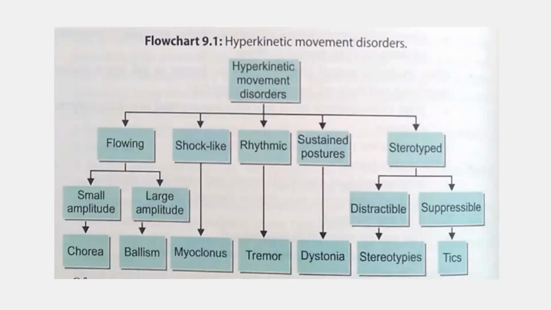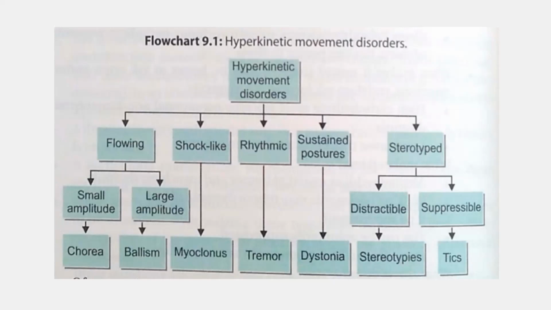For hyperkinetic movement disorders, you need to ask or see whether the movements are flowing in nature or not. If flowing, you need to see whether they are high amplitude or low amplitude. Most of the time chorea movements will have small amplitude and ballism will have large amplitude because of involvement of the proximal joints also. If jerk or shock-like movements are there, that indirectly indicates myoclonic movement.